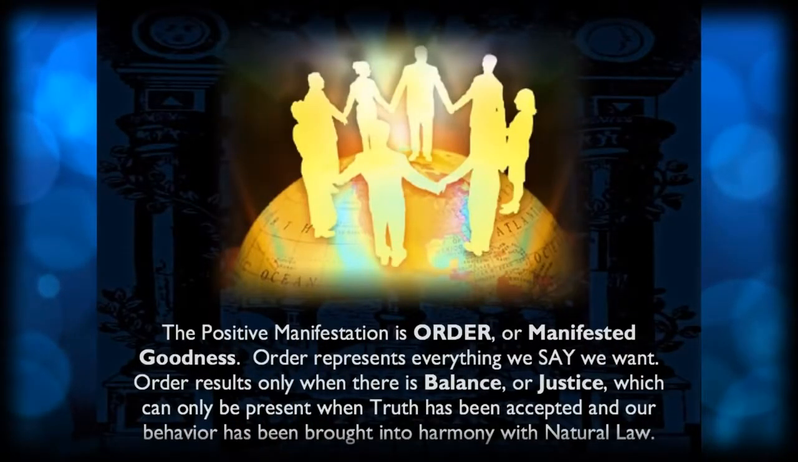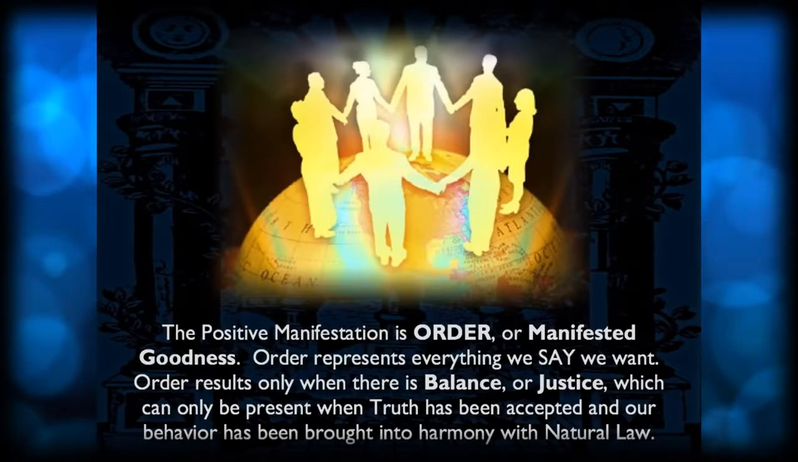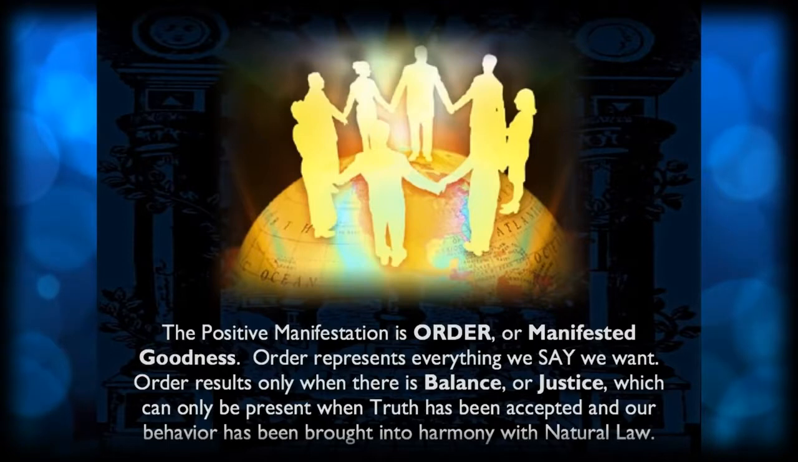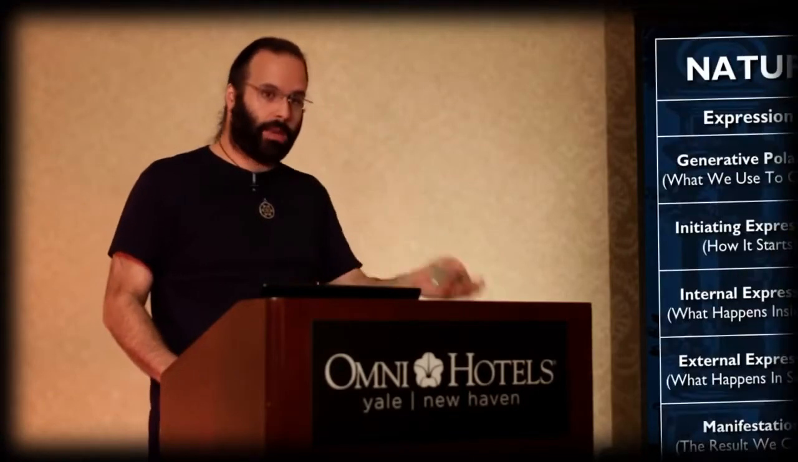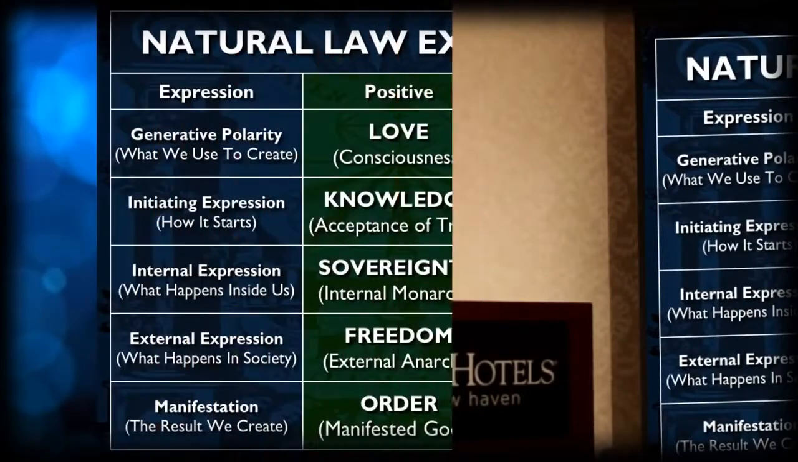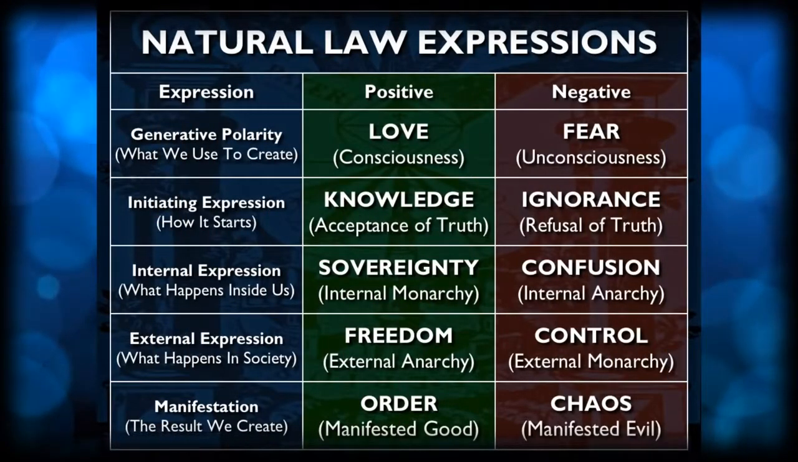It represents everything we say we want, and it only results when there is balance or justice. Justice comes about through adherence to natural law. Justice can only be present when truth has been accepted in our lives and our behavior has been brought into harmony with natural law. It cannot manifest any other way. That's the positive manifestation. The negative manifestation is the opposite of order, chaos. Chaos is manifested evil.